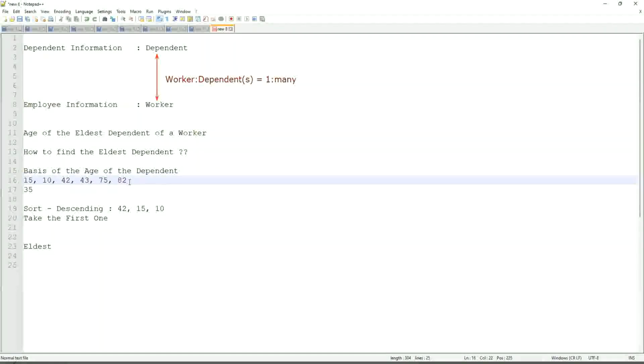So the first thing that we are going to do is find out the eldest dependent. So we will sort the dependents based on the age. Right. And then we will see what is the criteria on the basis of which we are choosing. But first thing is you realize that we are going to store the new calculated field in which business object, worker or dependent.